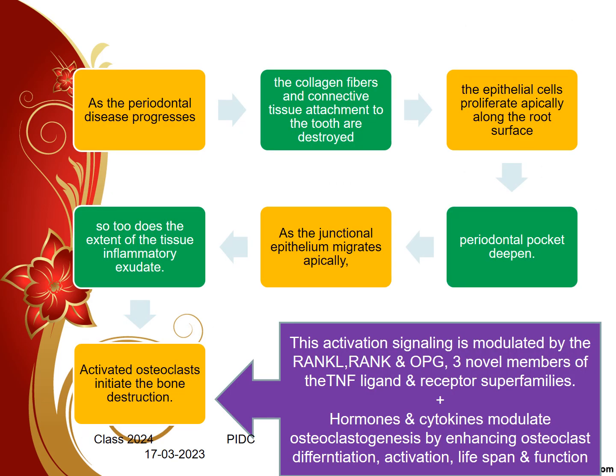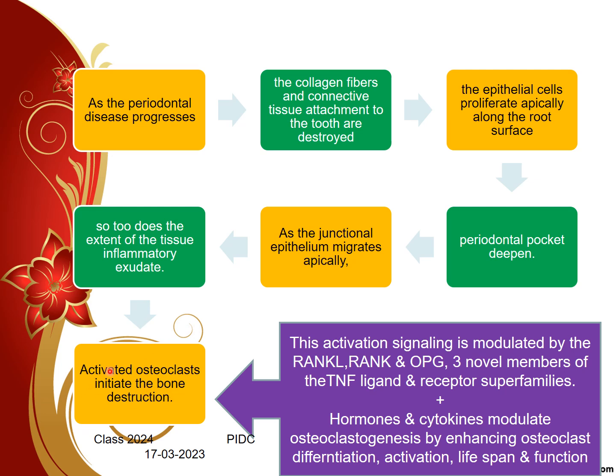And as the periodontal disease progresses, the collagen connective tissue fibers and the connective tissue attachment to the tooth are destroyed, and therefore the epithelial cells start to proliferate apically along the root surface. So the periodontal pocket deepens. As the junctional epithelium migrates apically, so does the extent of the tissue inflammatory exudate. So naturally it reaches the bone also. The activated osteoclasts in and around initiate the bone destruction.